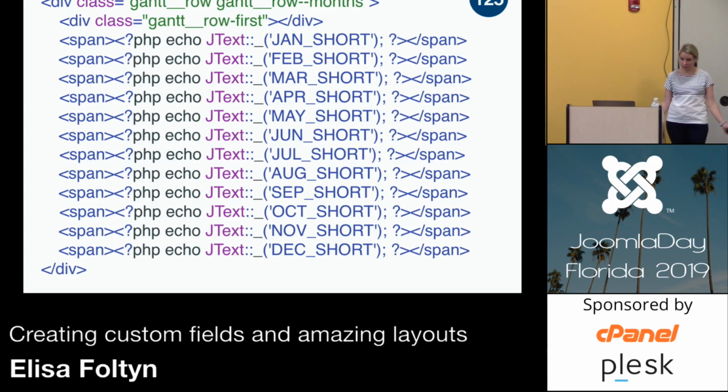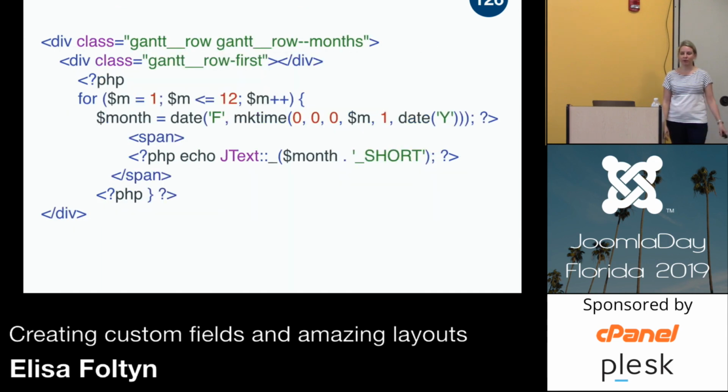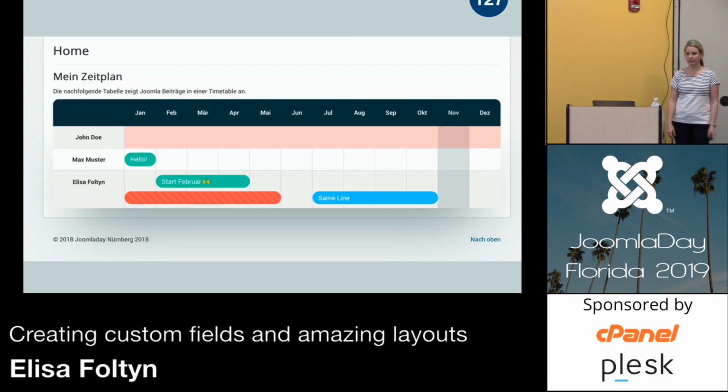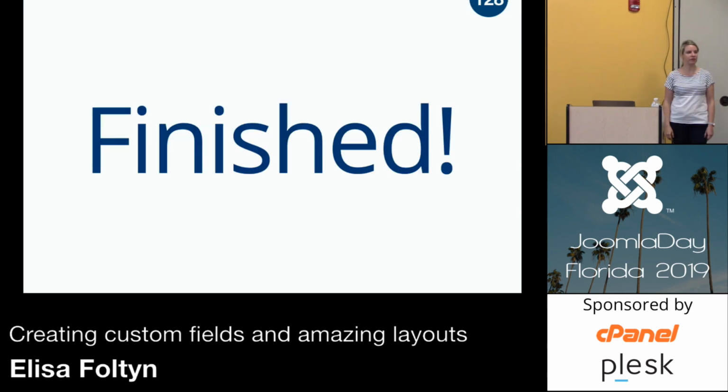I could do it like that. It's a lot of text. Echo JText, that's a Joomla method to display a language string. Or I can make it a bit more complicated and loop and then input the month and add the short, and that's maybe more complicated. Maybe none of those two is the best practice, but you can do it like that. So we have the month name translated now in German, for example. Yeah, finished. That was our override.